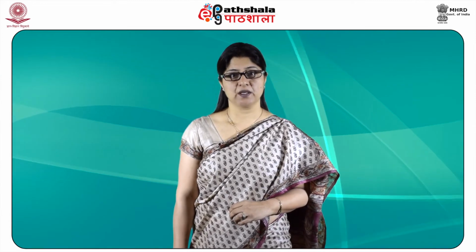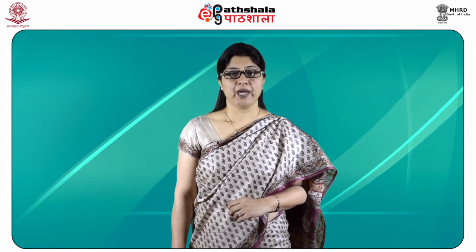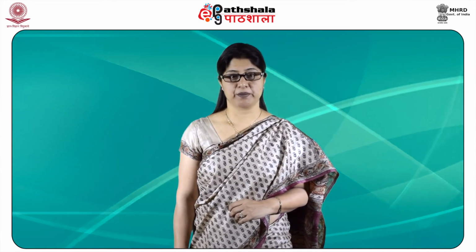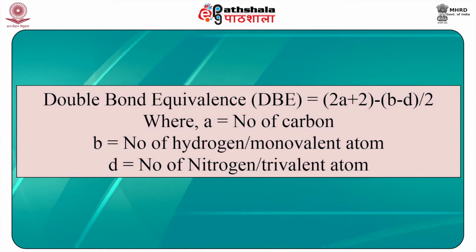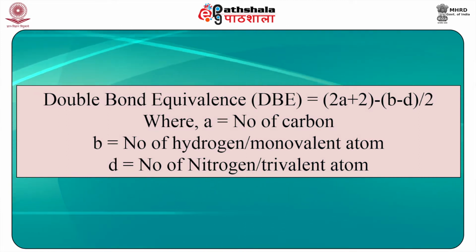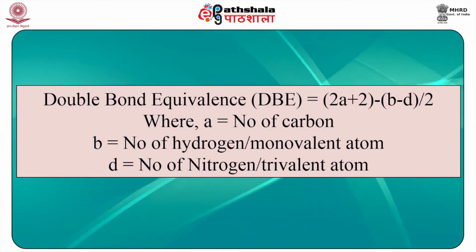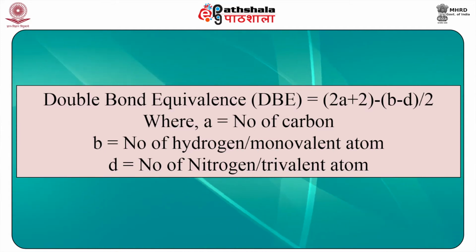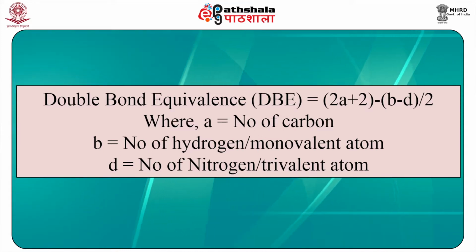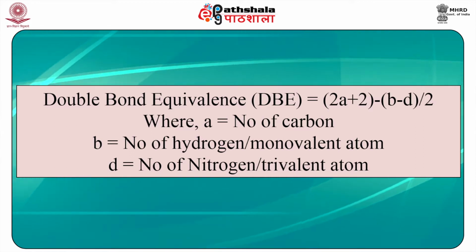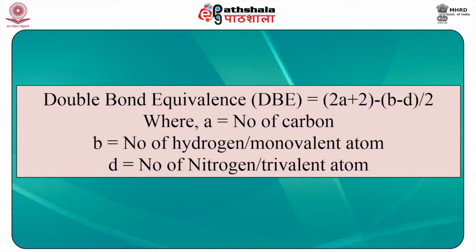This experimental data will help us in elucidating the structure of organic compounds. While analyzing the data, the following points must be kept in mind. Number 1, from the molecular formula, one can find out the double bond equivalence or index of hydrogen deficiency. Double bond equivalence is equal to (2A + 2 - B - D) divided by 2. Here, A is the number of carbon atoms, B the number of hydrogen or the monovalent atoms, and the number of nitrogen or the trivalent atoms is represented by D.